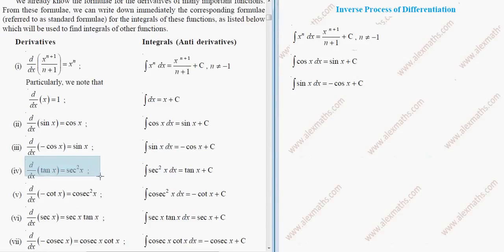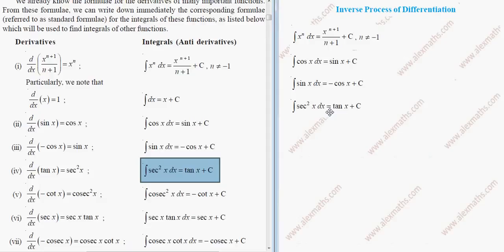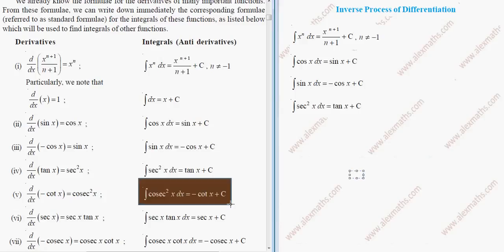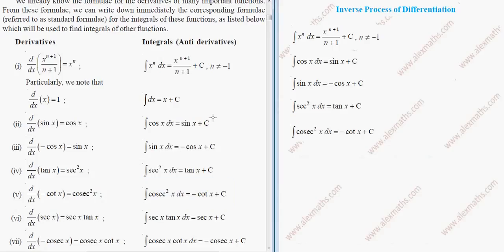See, the differentiation of tan x is secant square x. So the integration of secant square x is tan x plus c. Then the differentiation of cot x is minus cosecant square x. So if we take minus cot x, it is cosecant square x. So the integration of cosecant square x is minus cot x. You can also keep memorizing now.